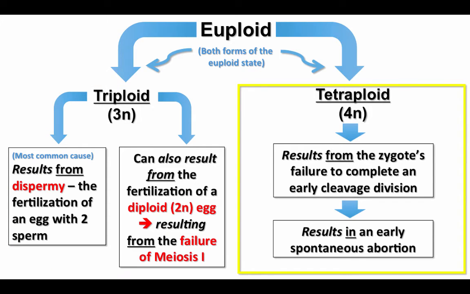So in contrast, the tetraploid or 4n state results from the failure of an early cleavage division in the zygote. Okay? So initially, the zygote has a normal diploid 2n chromosome complement, just like all good normal zygotes have, right? The zygote is the result of the 1n sperm merging with the 1n egg to give you a now 2n chromosome complement, okay?